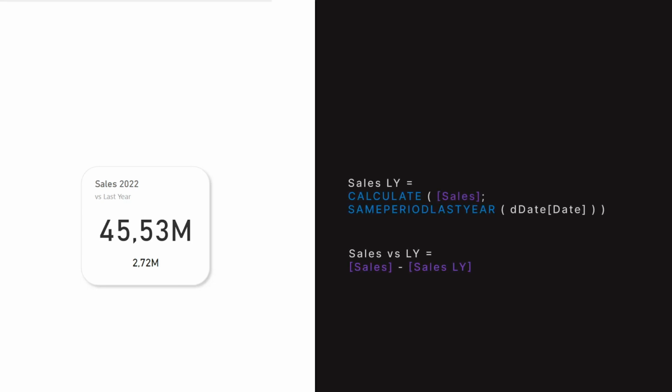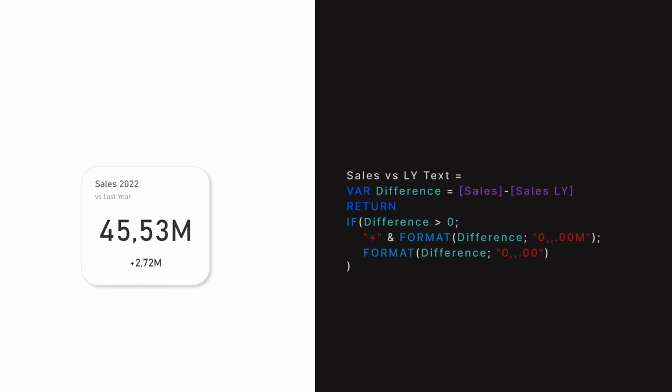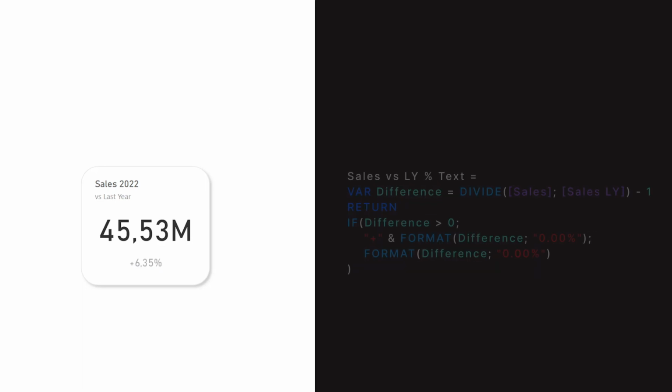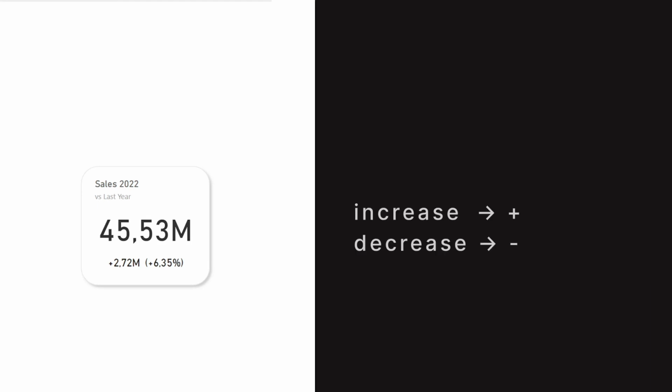This is the absolute change, and it would be cool to show it with a plus or a minus sign, indicating whether it's an increase or a decrease. For that, we can create a new calculation and put the previous measure in a variable, and then return a conditional formatting for this value. We could create the same measure for the relative change. And in fact, we could create a new measure putting the two values together. We could also use some colors to indicate whether the change is a good or a bad thing.